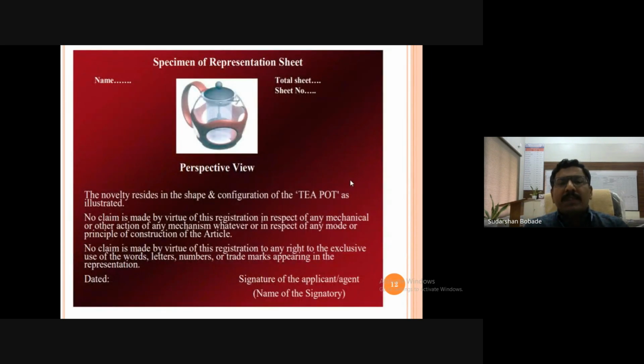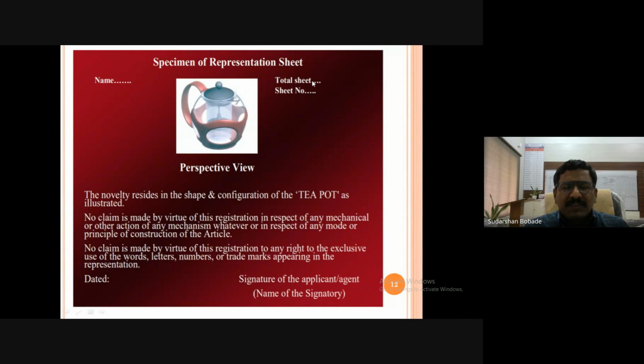So this is the specimen of the representation sheet. My dear friend, this is nothing but the teapot, and this is the perspective view I have mentioned over here. Now try to understand first of all, this red color is not at all required. It should be only a white background. To make this particular object clearly viewed, we are keeping this color combination. But in actual, the representation sheet should be on a white piece of paper. So here will be the applicant name.